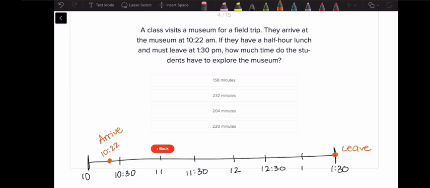So from 10:22, if we add an hour, we're at 11:22. Add another hour, 12:22, and then finally 1:22. So we have 1, 2, 3 hours. Plus we have a little gap here because remember this is 1:22. So from 1:22 to 1:30, we have an extra 8 minutes. So let's convert that completely to minutes. 3 hours and 8 minutes. How much is that going to be?